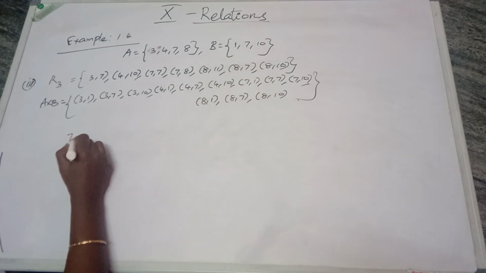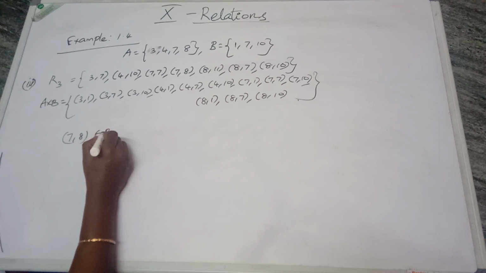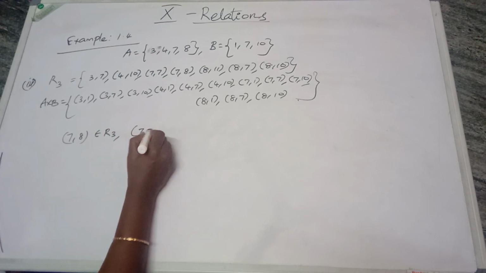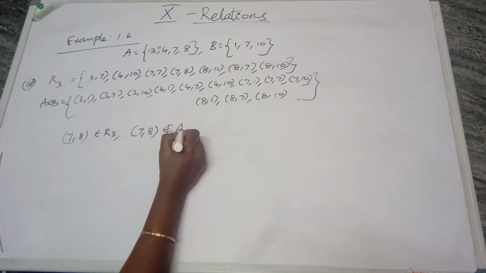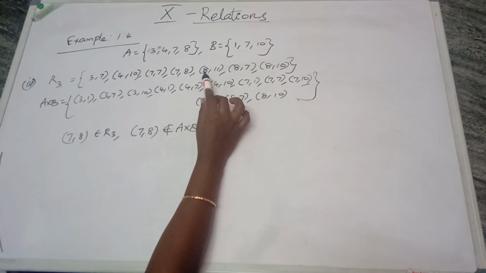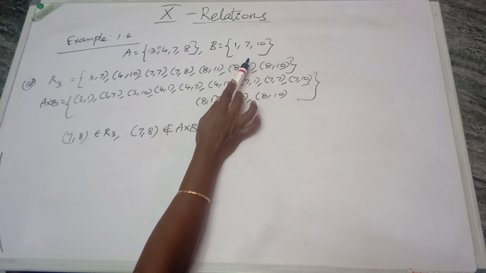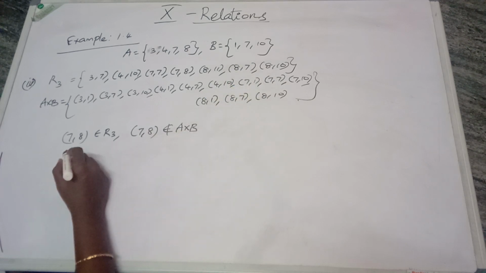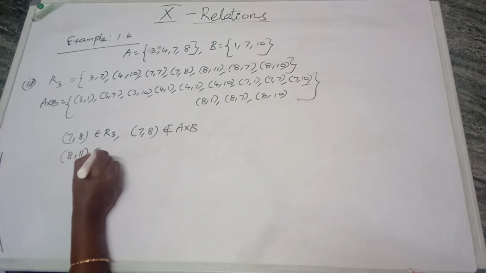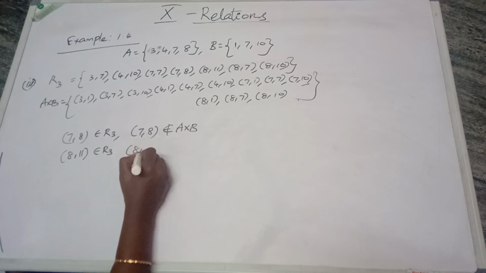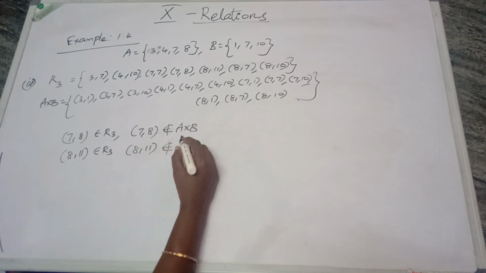So 7, 8 is in R3, but this same 7, 8 is not in A cross B. Then 8, 11. Here 8 is there, but there is no 11 in set B. So 8, 11 is not there. So 8, 11 is in R3, but the same 8, 11 does not belong to A cross B.